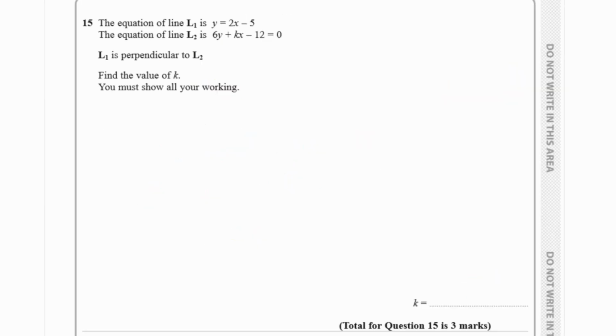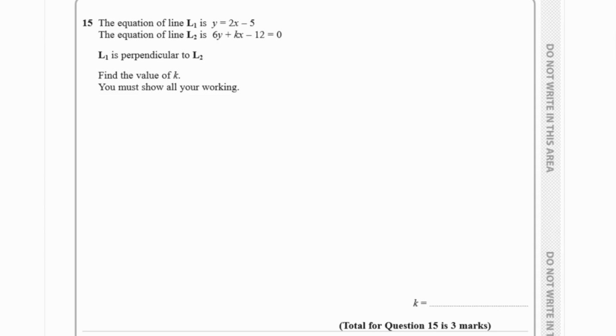Number 15. The equation of a line L1 is y is equal to 2x minus 5. The equation of line L2 is 6y plus kx minus 12 is equal to 0. L1 is perpendicular to L2. Find the value of k. You must show all your working.